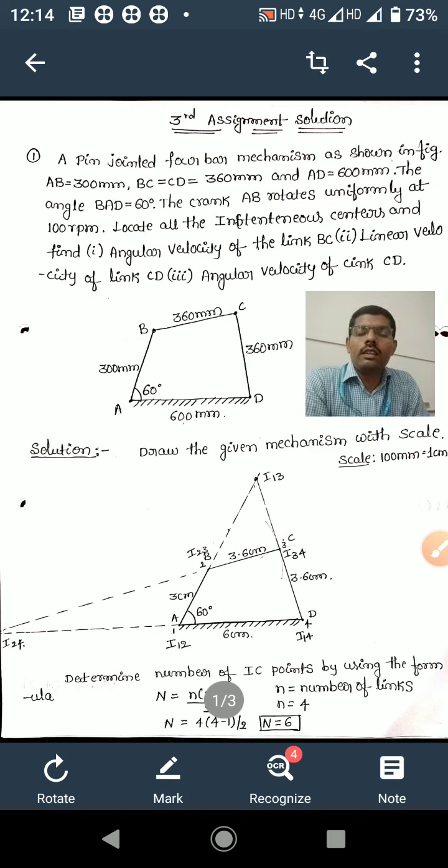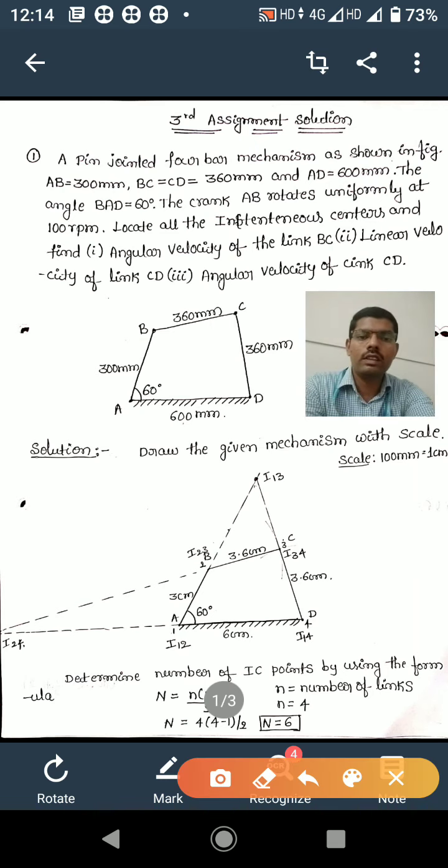So it is a location of IC points problem on a 4-bar mechanism. You can see the problem definition. The data is given, so you can use this problem definition. First you have to draw the given dimensions by using the scale.